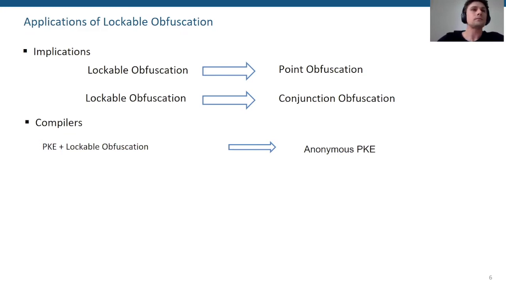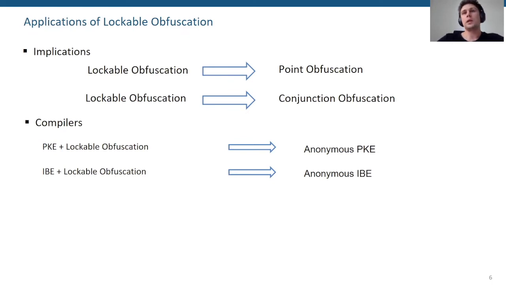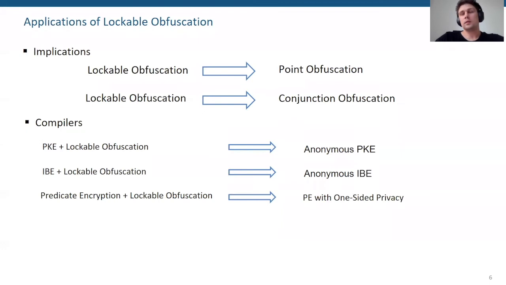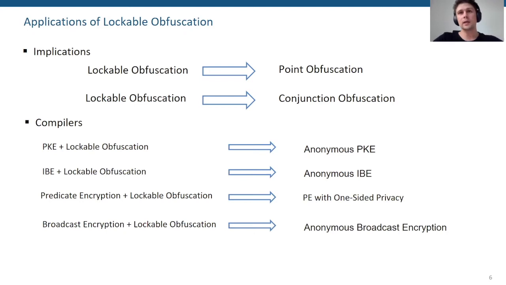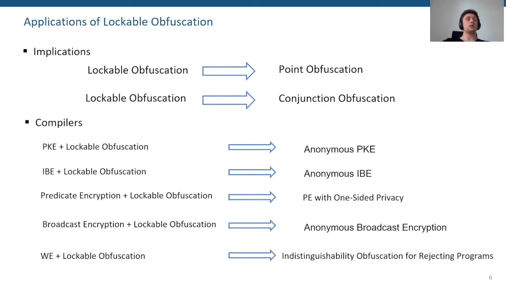was sent. And similarly, we can build anonymous identity-based encryption schemes from lockable obfuscation and identity-based encryption schemes. In this case, the ciphertexts do not reveal the identity of the recipient of a ciphertext. Similarly, we can build predicate encryption with one-sided privacy and anonymous broadcast encryption. And finally, we know how to build indistinguishability obfuscation for rejecting programs. These are programs that will always reject every input.